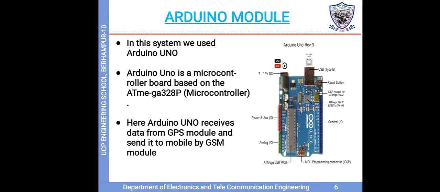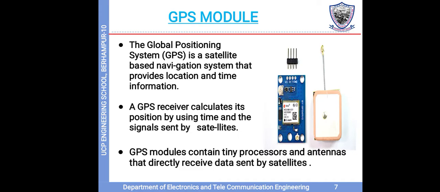Arduino module. In this system we used Arduino UNO. Arduino UNO is a microcontroller board based on the ATmega328P microcontroller. Here Arduino UNO receives data from GPS module and sends it to mobile by GSM module.